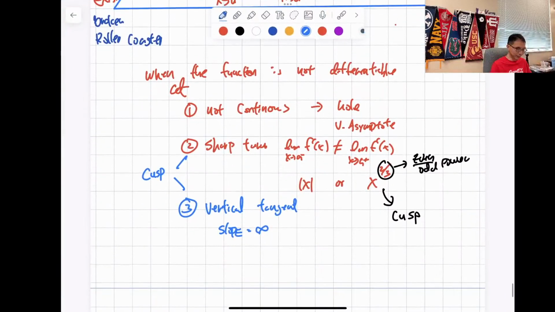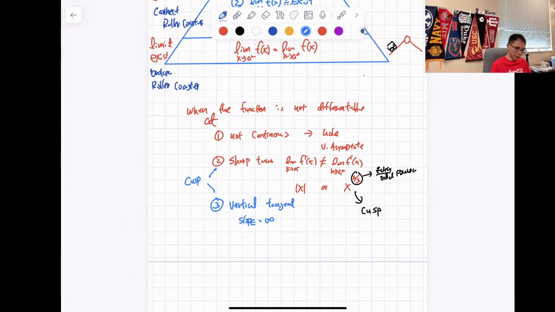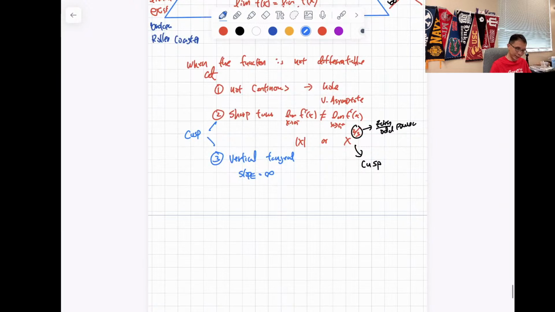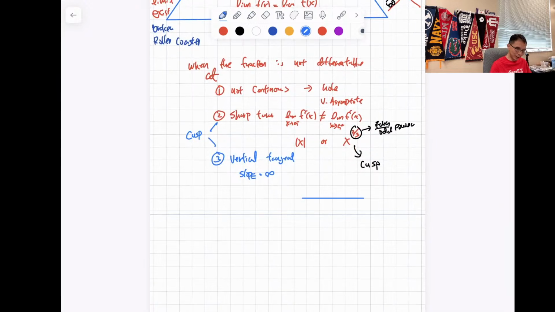Anyway, so vertical tangent and cusp. In this case, it happened at the same time because it looks like this. X to the 2/3 power is going to look like this. And that's the cusp. Any other questions? Yes.